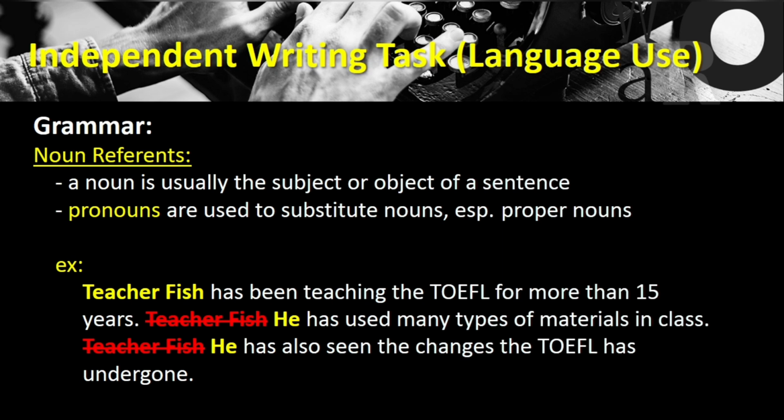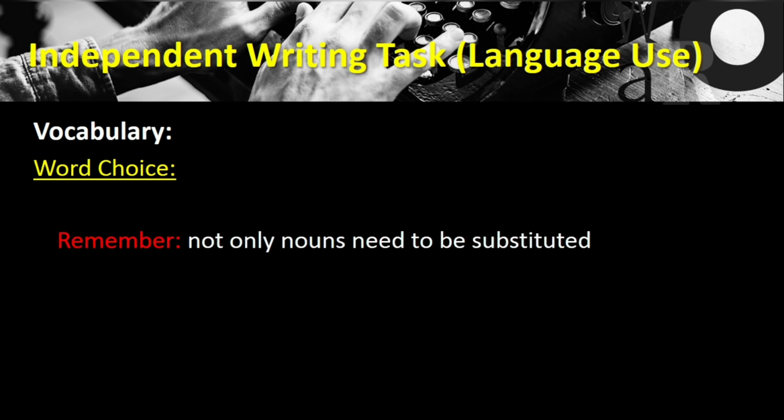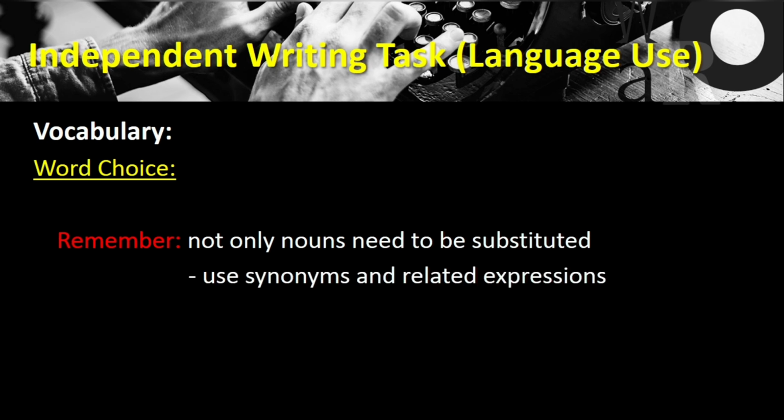Since we are talking about substituting nouns, let us now proceed to word choice. Remember that not only nouns need to be substituted in an essay. There are also other words or expressions that may require you to do word replacement, like verbs or adjectives. As mentioned earlier, synonyms and related expressions are very useful in situations where you need to avoid using the same vocabulary. However, to increase your chances of earning a perfect or at least a high score in independent writing, you must be strategic with your word choice.